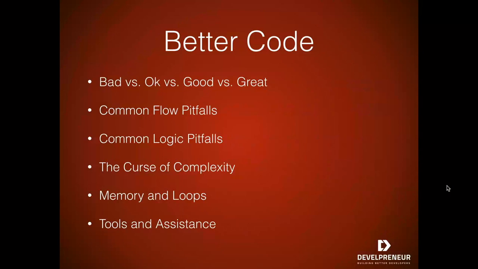We're going to talk about the difference between bad versus okay versus good versus great as far as performance, and some of the things you may want to think about. We'll talk about some common pitfalls related to flow and logic, the curse of complexity we've covered several times and how it can trip you up, some things to think about with memory and loops, and then tools and assistance in helping you get better.